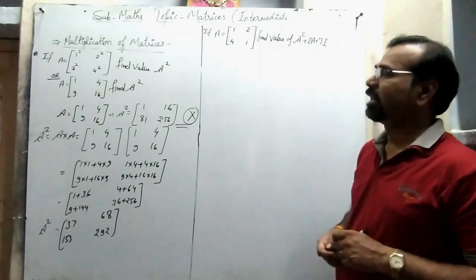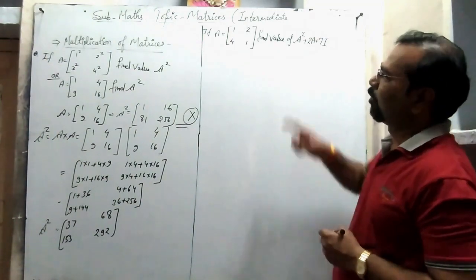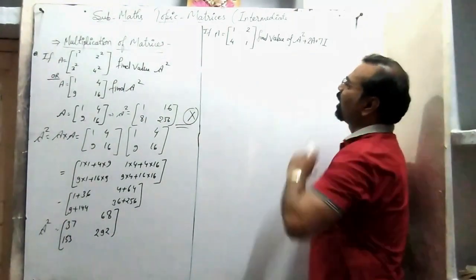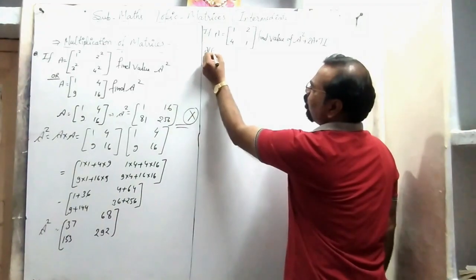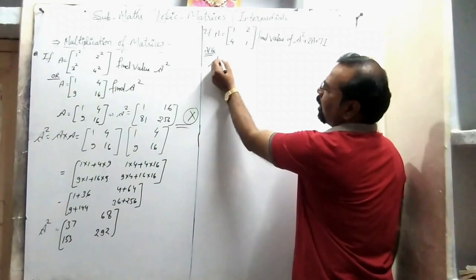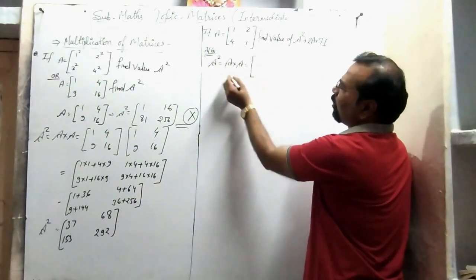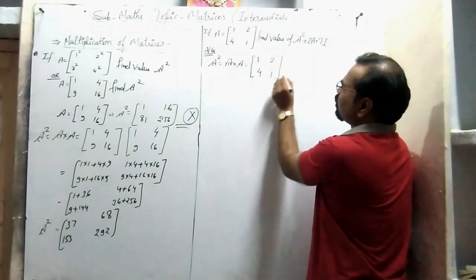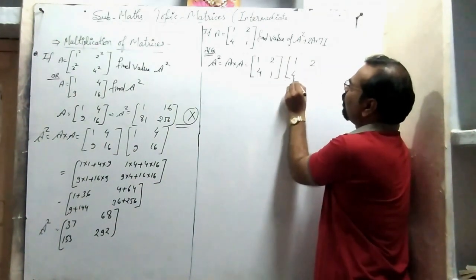I is called the identity matrix. The value of the identity matrix is 1 0 0 1, because here it is a 2 cross 2 matrix. So now we have to solve it. Then we can find, firstly, the value of A square according to the question. A square means A cross A. The value of A is 1 2 4 1. Here also you can write down the values, that is A, 1 2 and 4 1.